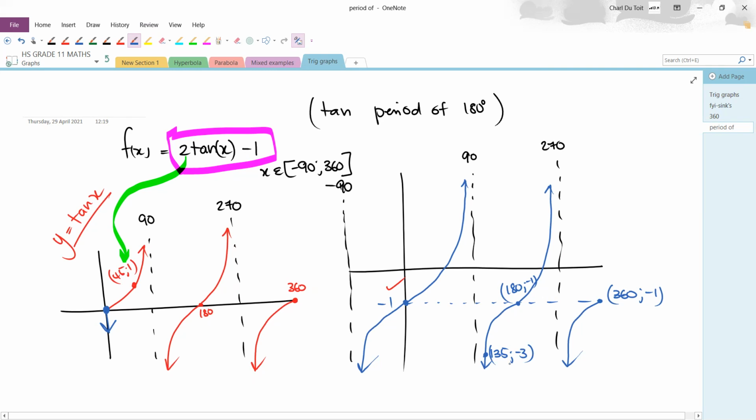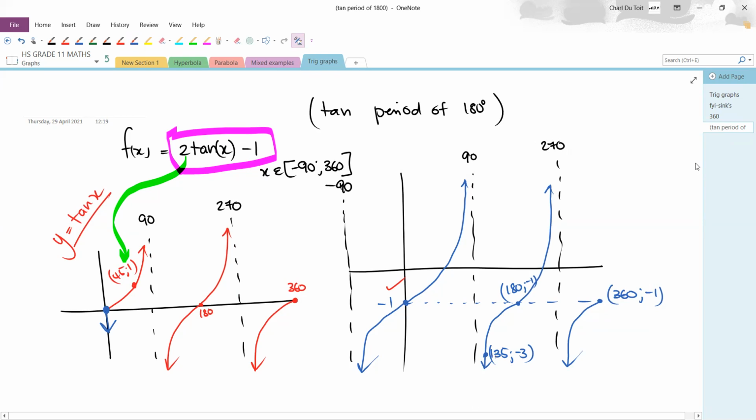And then 180 and minus 1, we have it. We didn't put all the coordinates in. 270 is an asymptote, correct. We didn't put in 315, it's not necessary. 360 and minus 1. You only need to put in 3 coordinates. You don't need to put in all the coordinates. So that was easy. So what we've done now, we've done the basic graphs that you've also done last year.